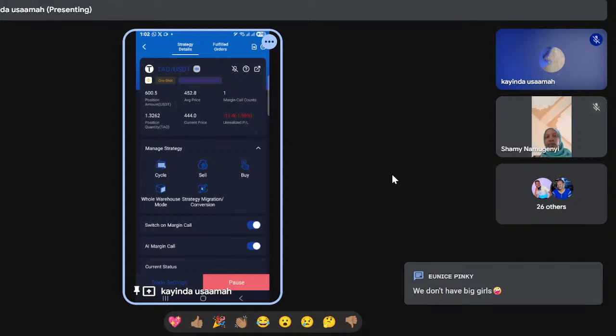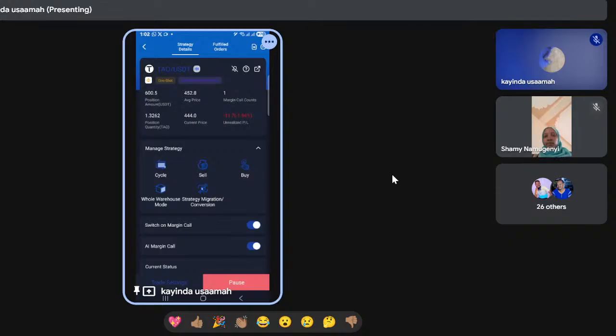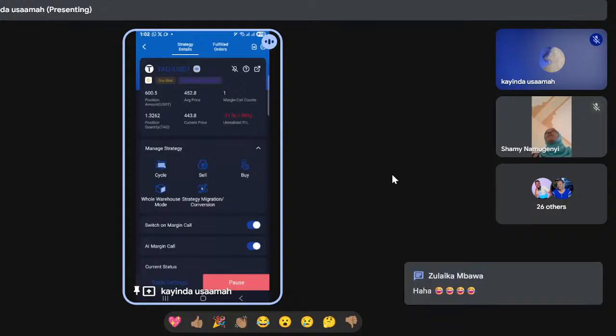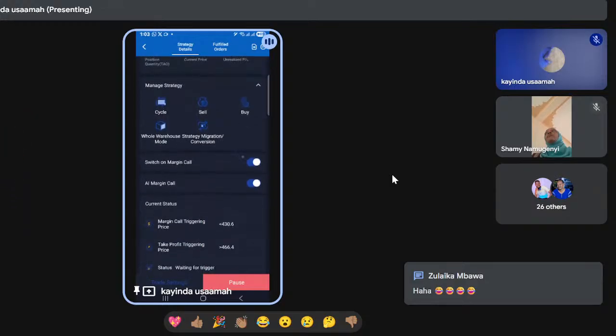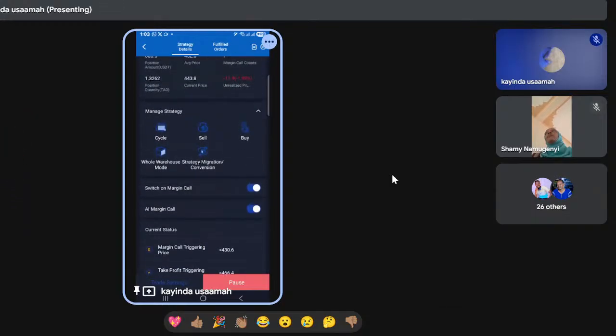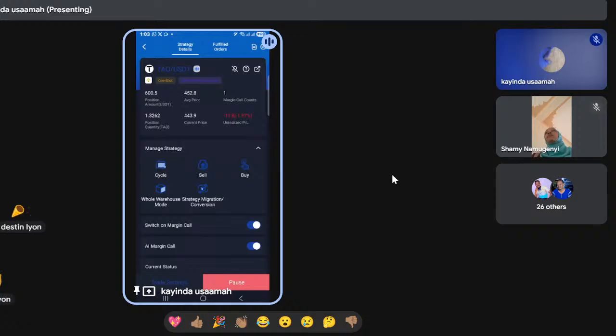So this kind of strategy, Eunice is asking, we don't have big girls? I don't know, I've never seen one. Hey, trading with 500 million shillings. Girls like their money so much. Aha. Let's go.